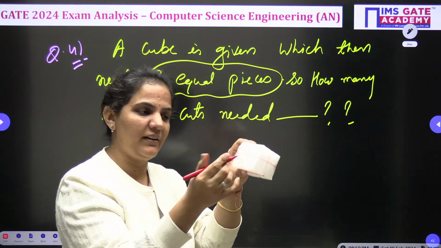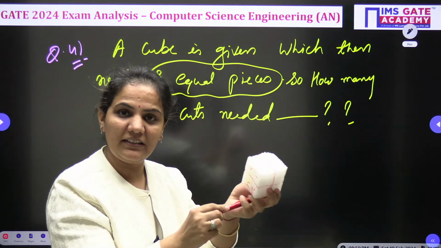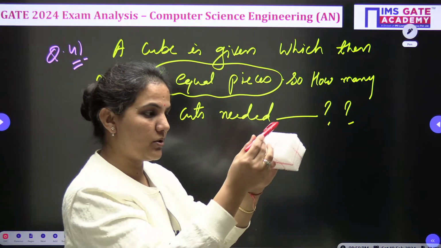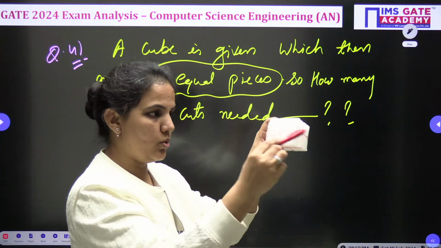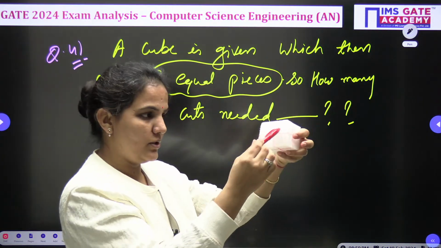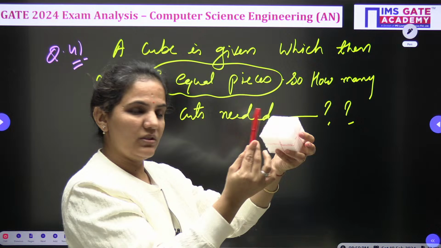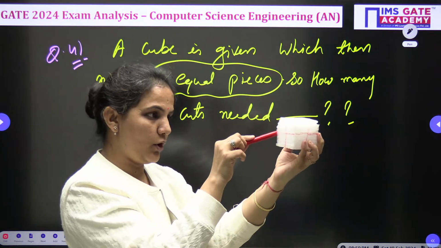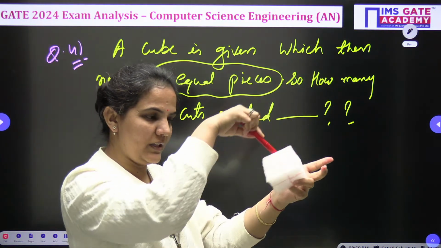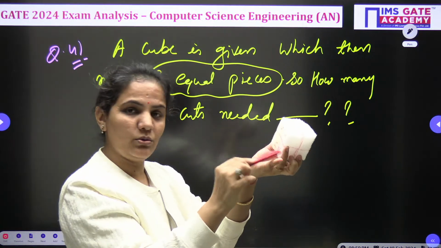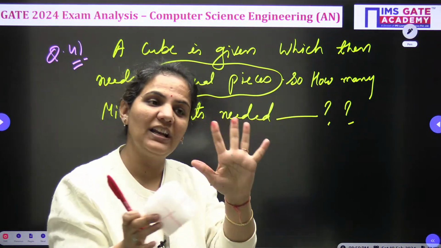How many pieces did I convert this into? You can see. I don't have a cutter right now, otherwise I would show you by cutting. When I cut 1, 2, so 1, 2, 3, 4 are here. These are my 4 pieces. When I cut from here, in between, again I have 1, 2, 3, 4. So 4 and 4, total 8 pieces.